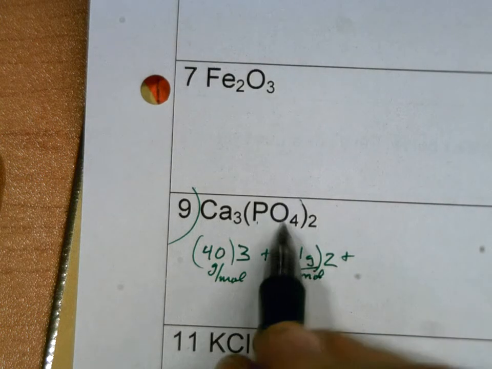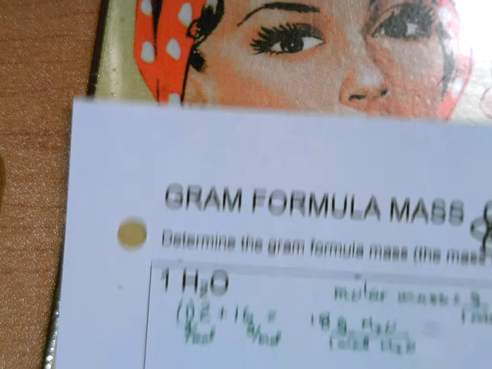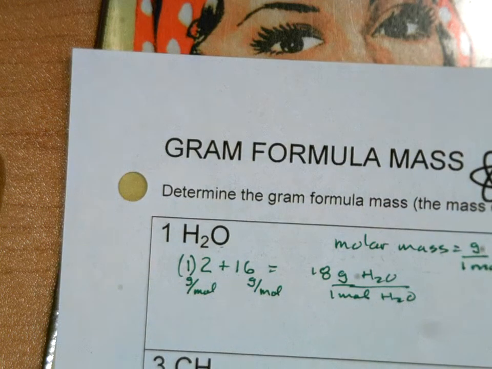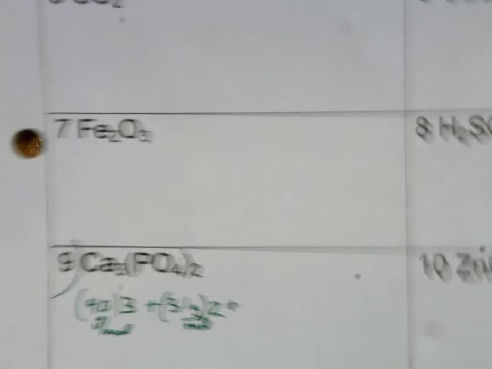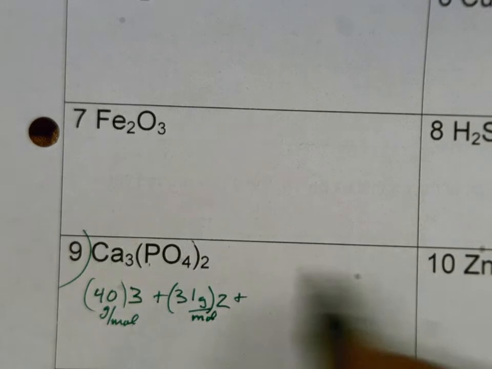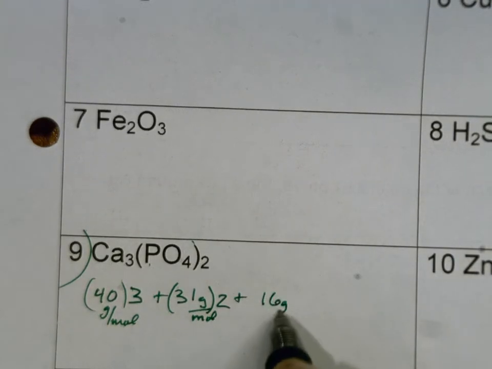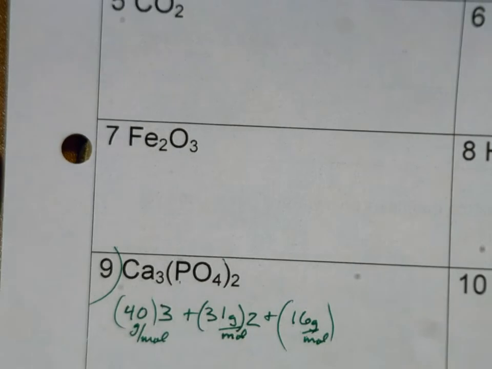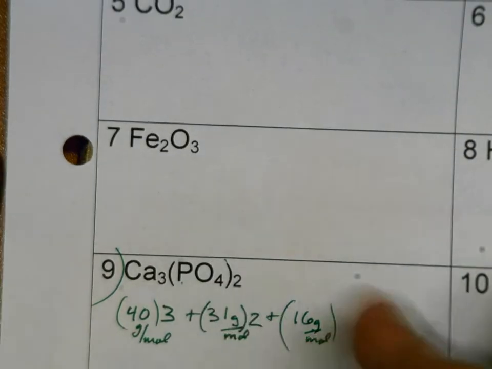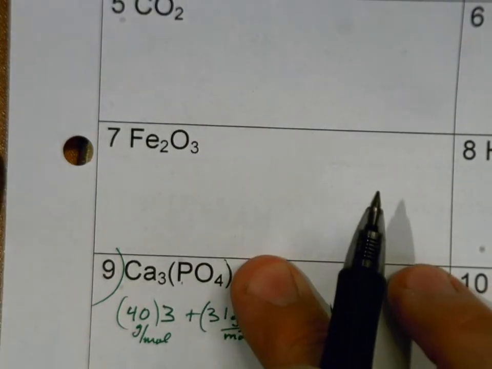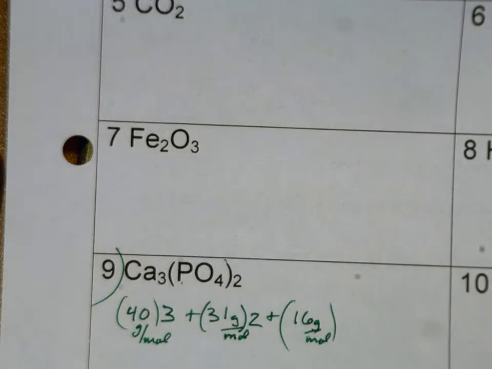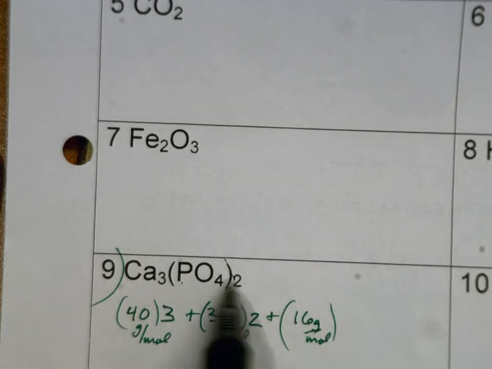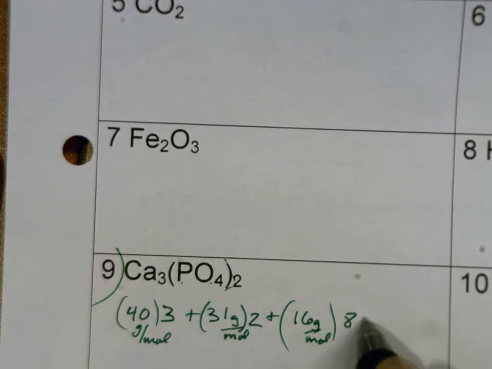Plus, now we've got oxygen. Now, from our first problem over here, we said oxygen was 16 grams per mole. So we don't need to look that up again, but you can on your table. So 16 grams per mole of oxygen. Now, how many oxygens do we have in here? Well, in 1 phosphate, there's 4 oxygens, but we've got 2 phosphates, so 2 times 4 is going to be times 8. So now you just multiply those, and then you just have to add those up.